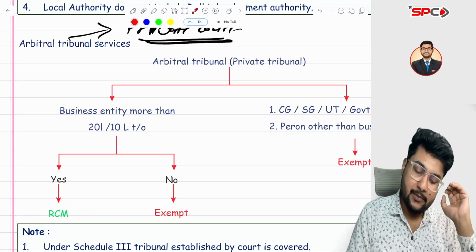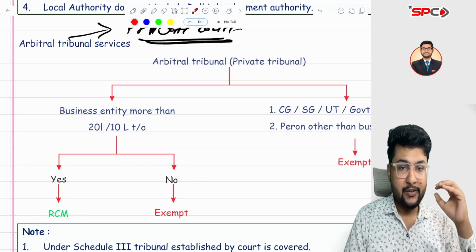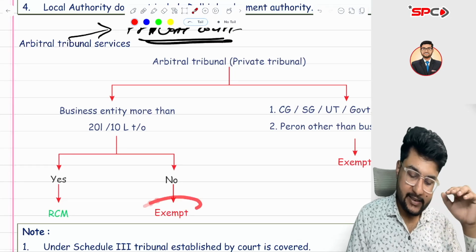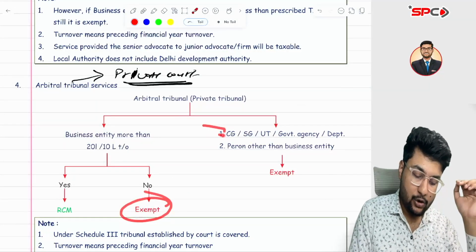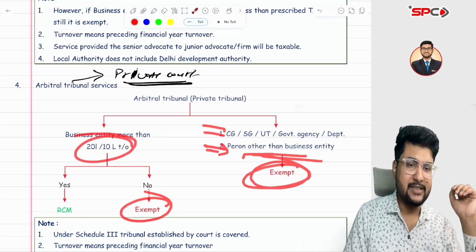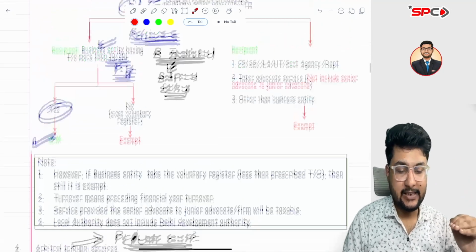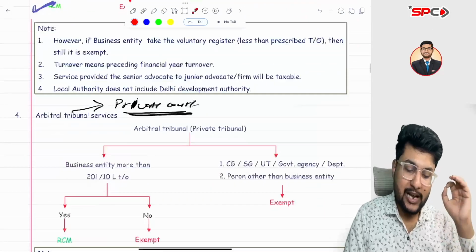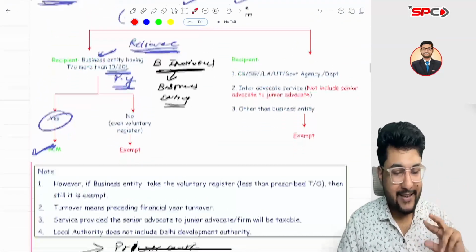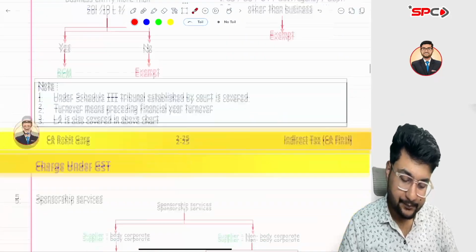But if the turnover is less than 10-20 lakhs, or it is a voluntary registration, it is exempt. And same as before, central government, state government and others other than business entities are also exempt, and turnover means previous year turnover. It is like legal services, because an arbitral tribunal is also a private court. That's why both entries are very similar to each other.